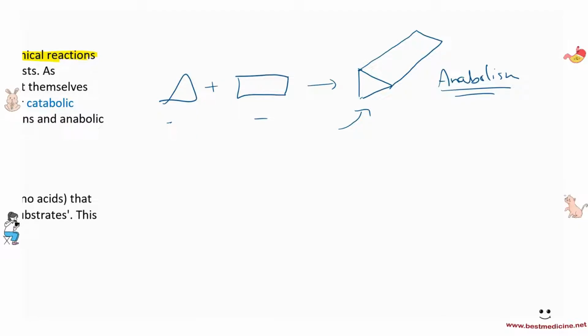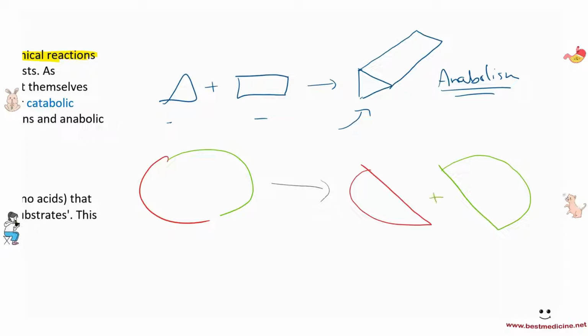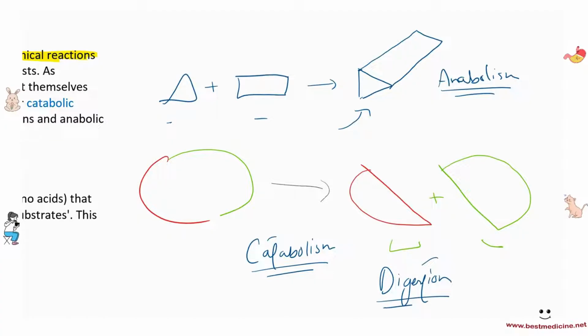So for example, if you were to break down something, let's say here's a thing that is made up of some red part and some green part, right? And this undergoes a chemical reaction and you get this, then this is a catabolic reaction. An example of catabolic reactions is digestion, right? Digestion is a catabolic reaction in which you break larger molecules into smaller molecules.